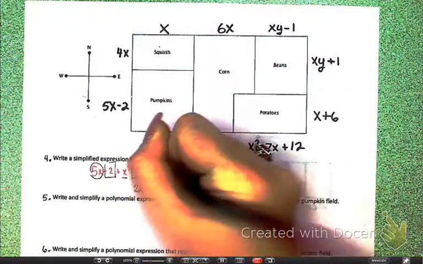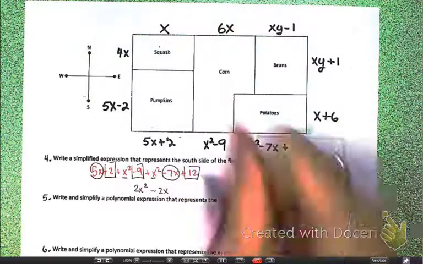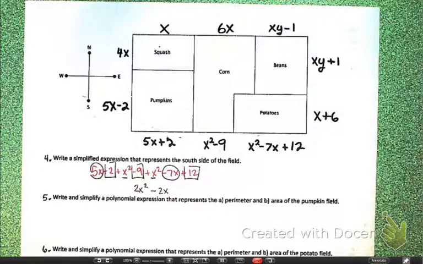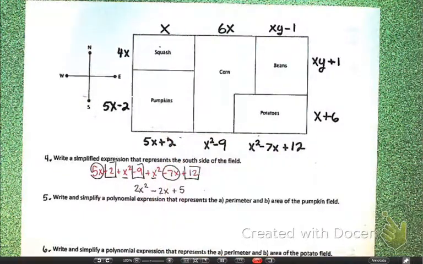2 minus 9, negative 7 plus 12, positive 5. Okay. This really is nothing different than what we've been doing. It's just in a context with a word problem. Okay, you know how to combine like terms.